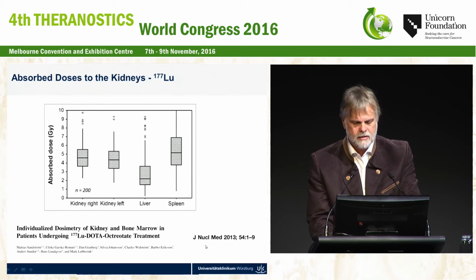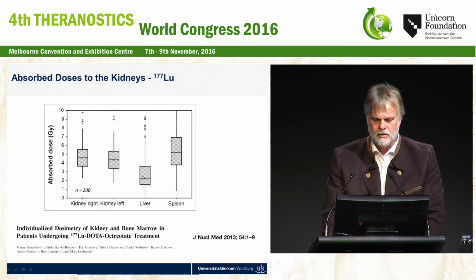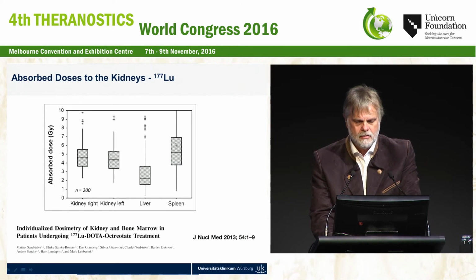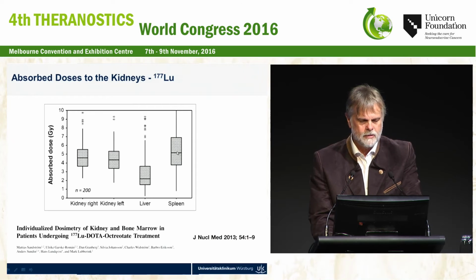For example, here, the work by Sandström from the Uppsala group shows that the kidney absorbed doses, the mean in 200 patients for a standard activity, was about between 4 and 5 gray. Liver doses are usually much lower. Spleen doses are in the same range, but as far as I know, there are no real dose limits for the absorbed dose to the spleen.